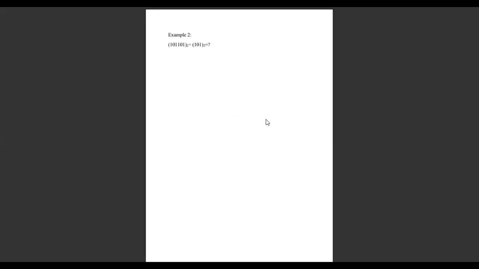Okay, so the first sum is 1111100 divided by 0010. So we have to find its division result or quotient.